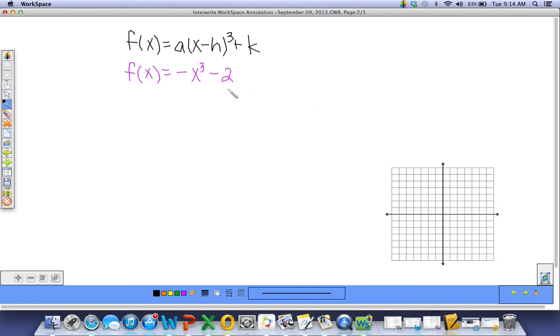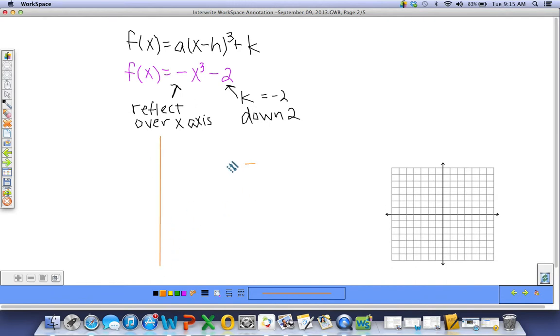So our -2, since it's outside our parentheses, is our k. Because it is negative, k is equal to -2, that means we're going to go down 2. The negative here once again means that we reflect over the x-axis. So let's make a table to see our values so we can kind of see what happens here.